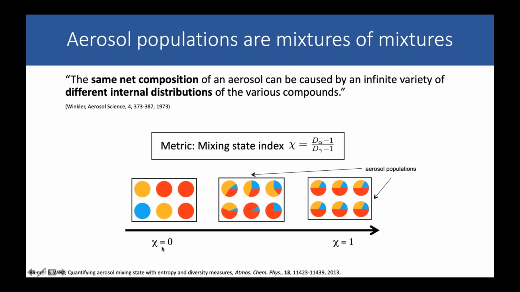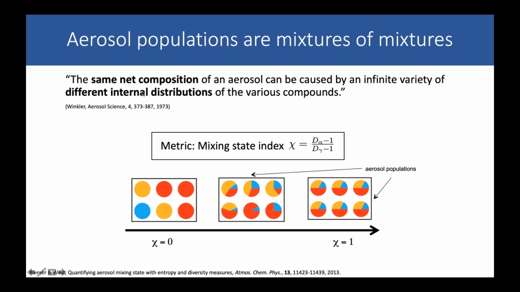Chi varies from 0 to 1. 0 would correspond to a completely external mixture, which Andy already introduced a couple of slides before, where each particle is made out of a single species, going to a completely internal mixture where all the particles look the same, and their composition is equal to the bulk composition of the whole population if I simply averaged all the mass contributions out.